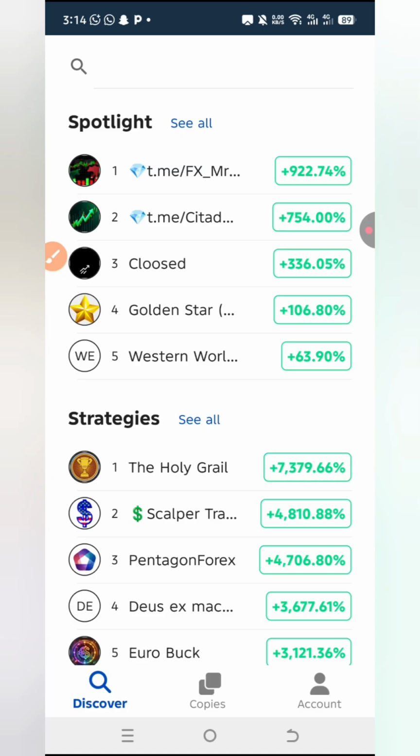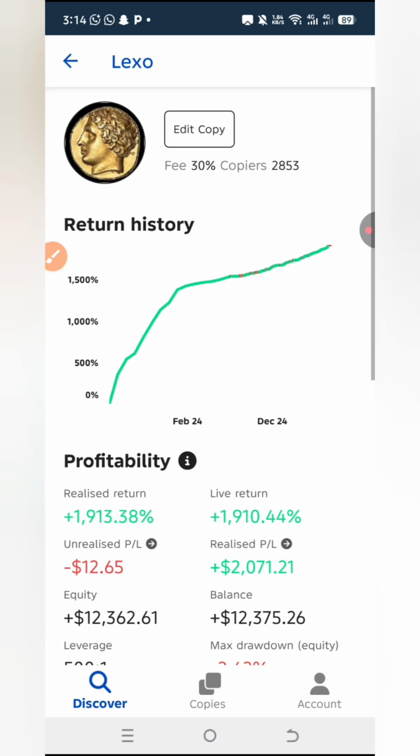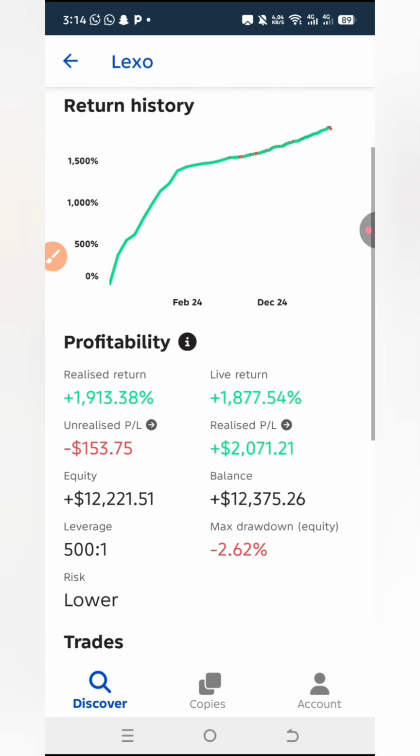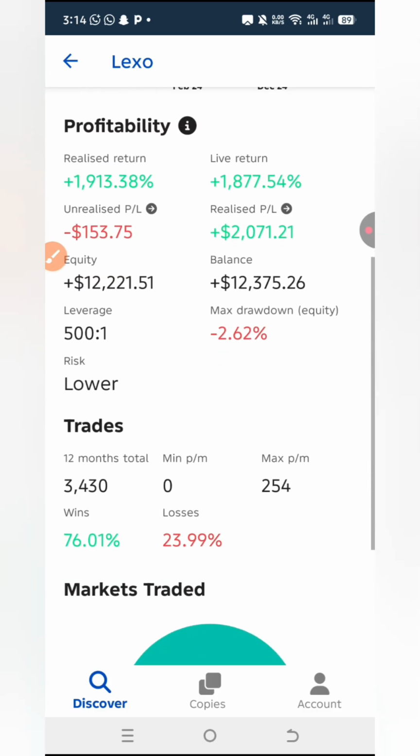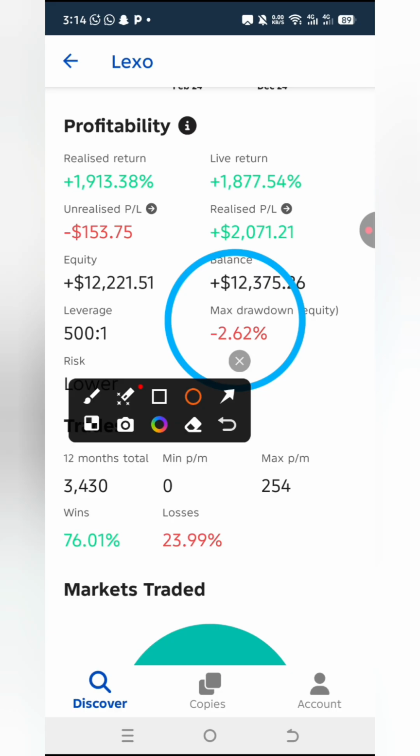So the first thing you want to do is to come into your PU social and type in Lexo. Okay, so you choose Lexo. When you choose Lexo, as you can see, Lexo is a very good trader that is trading perfectly well. I think the max drawdown just came to 2% just last week, and that is one of the reasons why we are coming in right now to do some reviews.